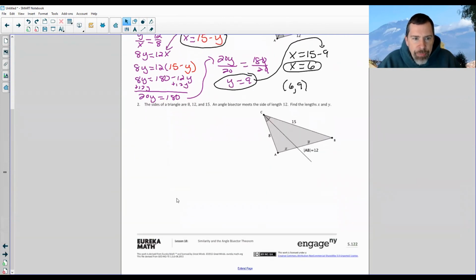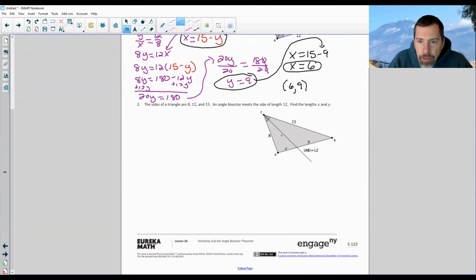Okay, number 2. The sides of a triangle are 8, 12, and 15. An angle bisector meets the side of length 12. So this bisects this, so these two angles are congruent. This is bisected. It says find the lengths of X and Y.